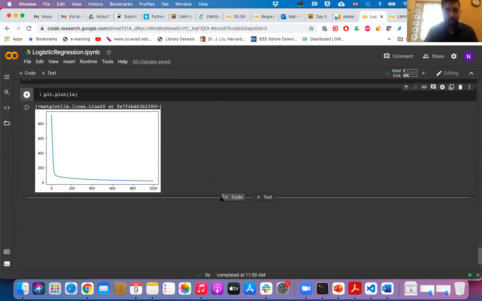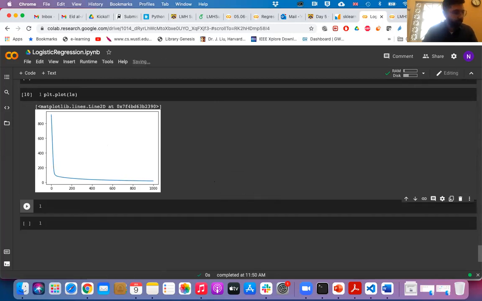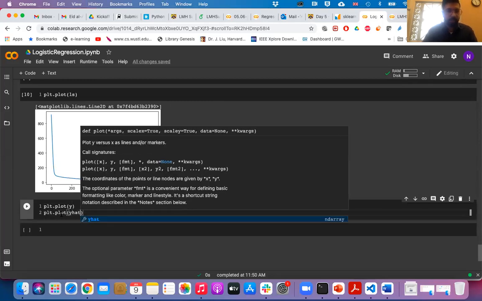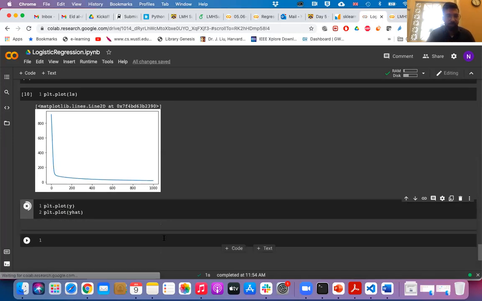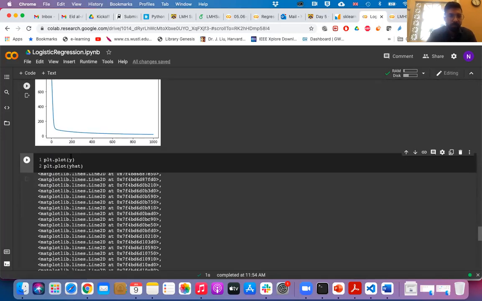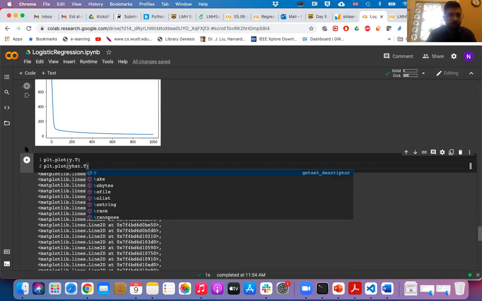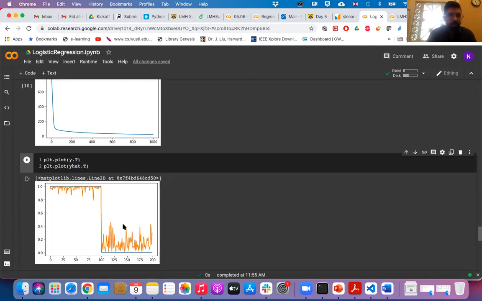So, plt dot plot y, hat. Let's see both of these. Okay, issue. I have to make them column vectors. Okay, so can somebody tell me, is it good or is it bad? So let me just give them color. So y is in blue and y hat is in red.